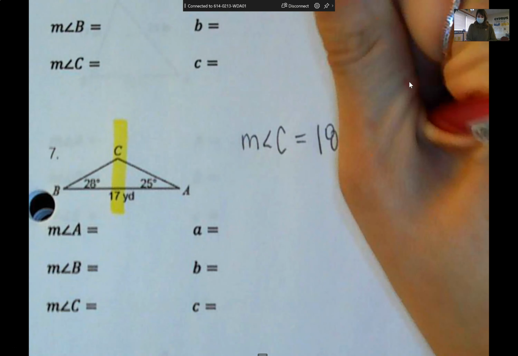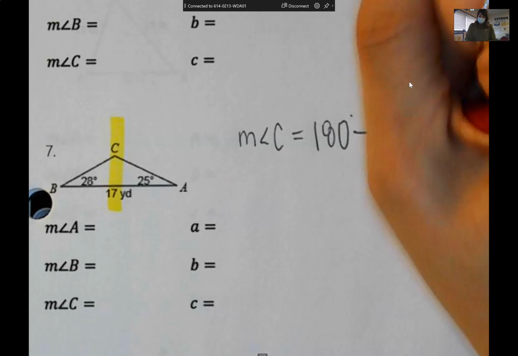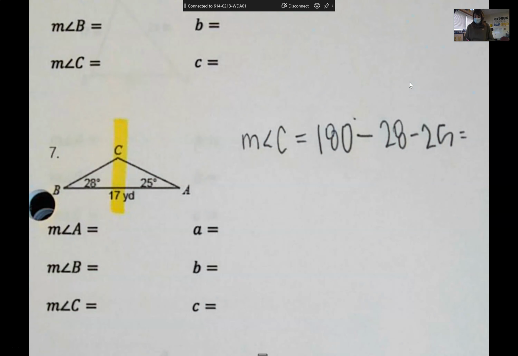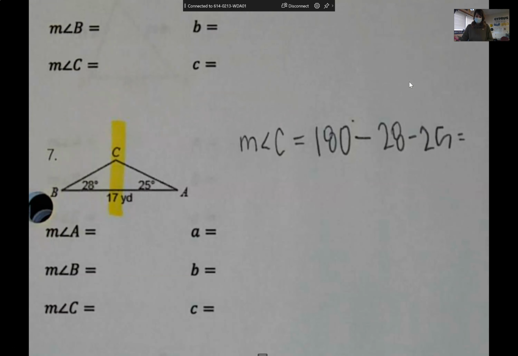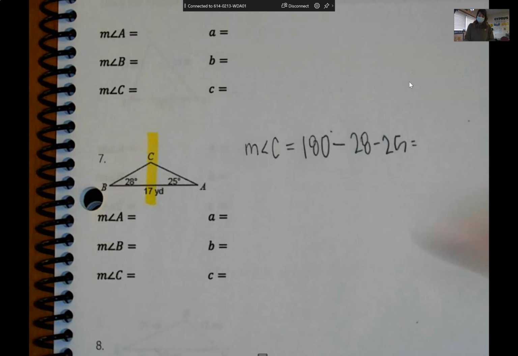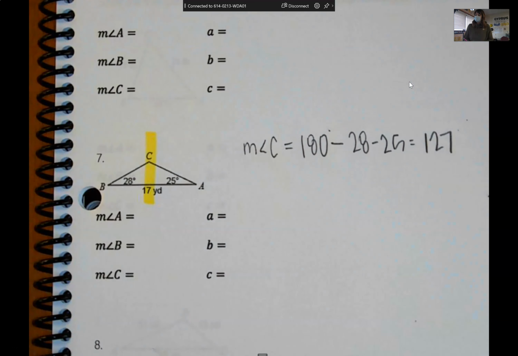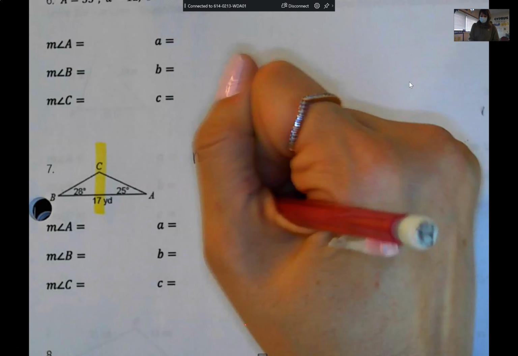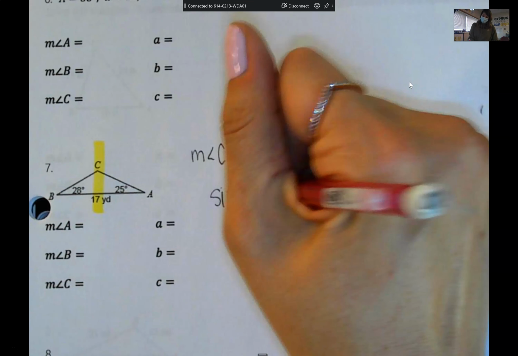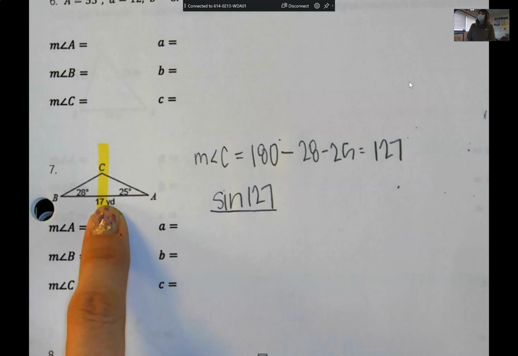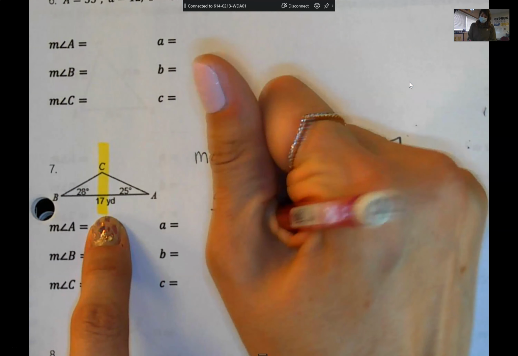So angle C equals 180 minus 28 minus 25. What does that give us? 127? Great. So our first ratio will be the sine of 127 over the only side length they gave us, 17.